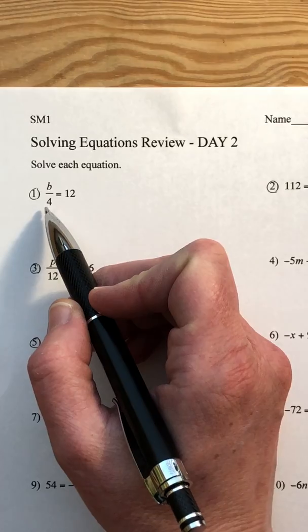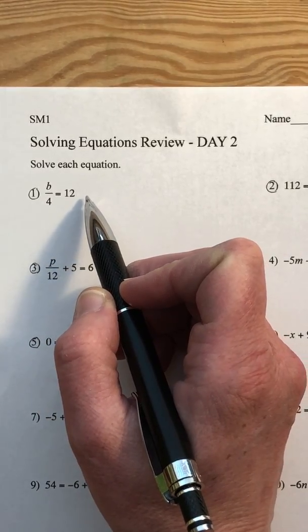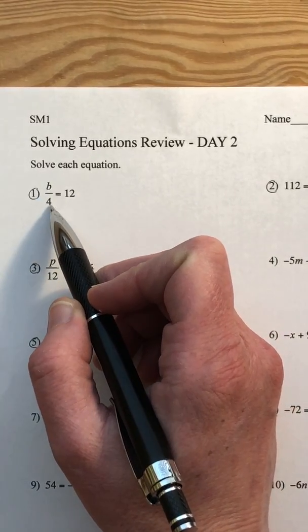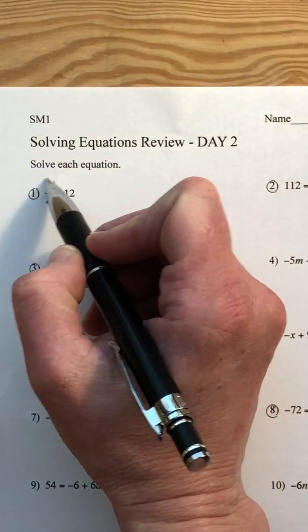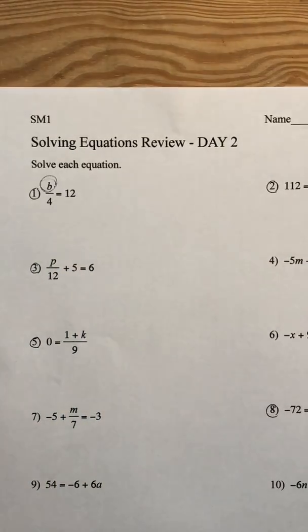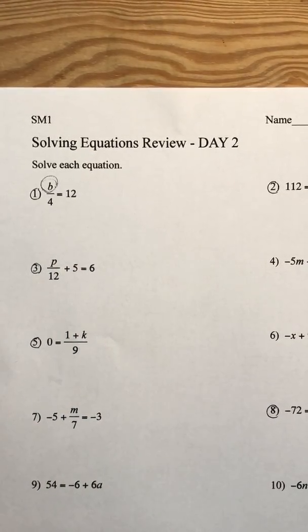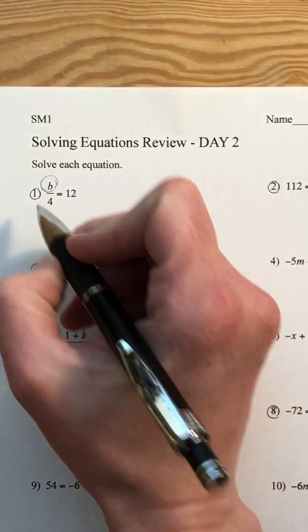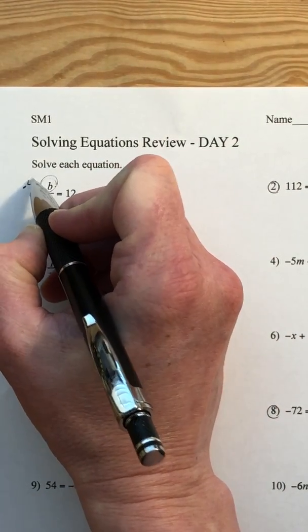We have b divided by 4 equals 12. So if we're dividing by 4, and remember we're trying to get that b by itself, if it's being divided by 4, we have to get rid of that 4 by doing the opposite operation. And the opposite of dividing is multiplying. So we're going to multiply by 4.